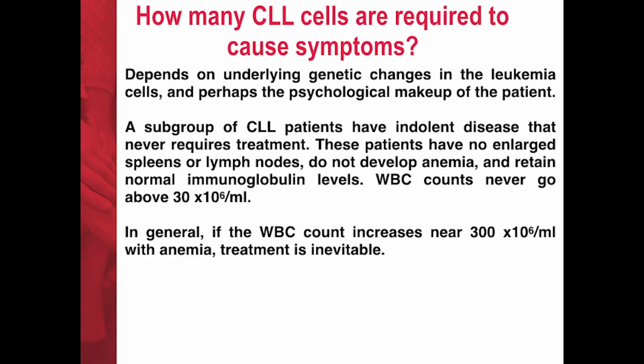But in general, if the white blood cell count increases to quite a high level, so of the order of 200 to 300 times 10 to the 6 per mil, with anemia, then treatment is inevitable. And again, the normal white blood cell count is less than 10.